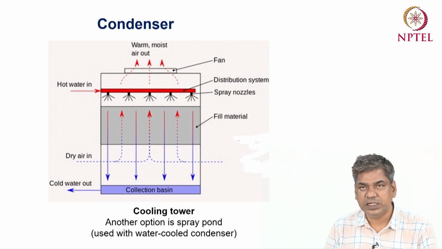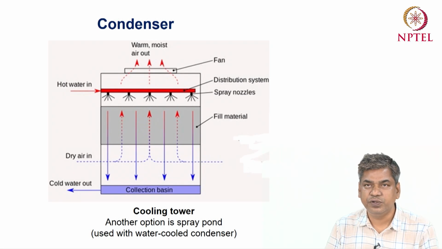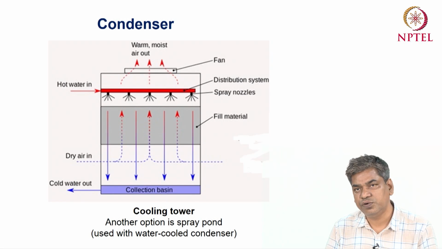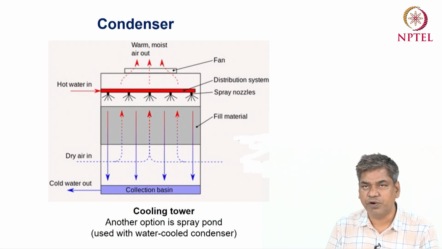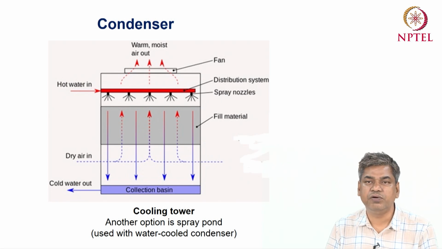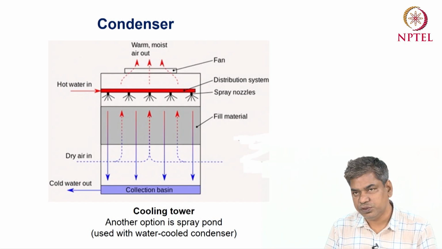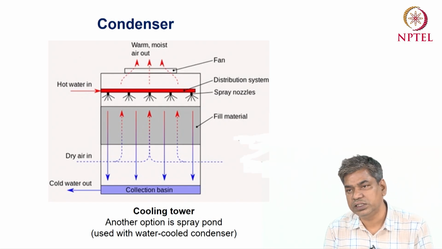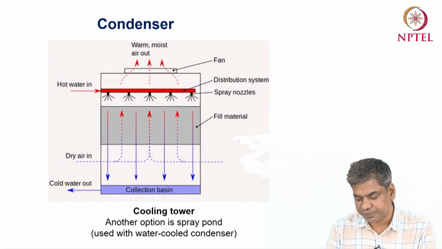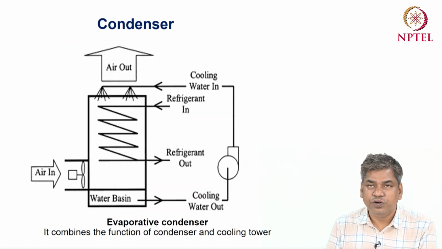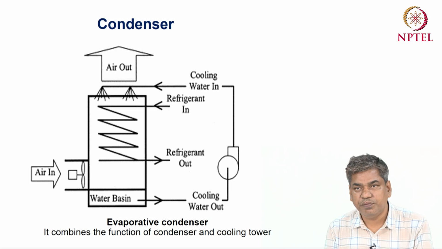In this case the water mass is reduced, because some water is evaporated in the cooling tower. That's why you have to continuously give make up water to the cooling tower to maintain the water level. So this cooling tower is used generally for the water cooled condenser and for large systems. Okay, so this is called the evaporative condenser.